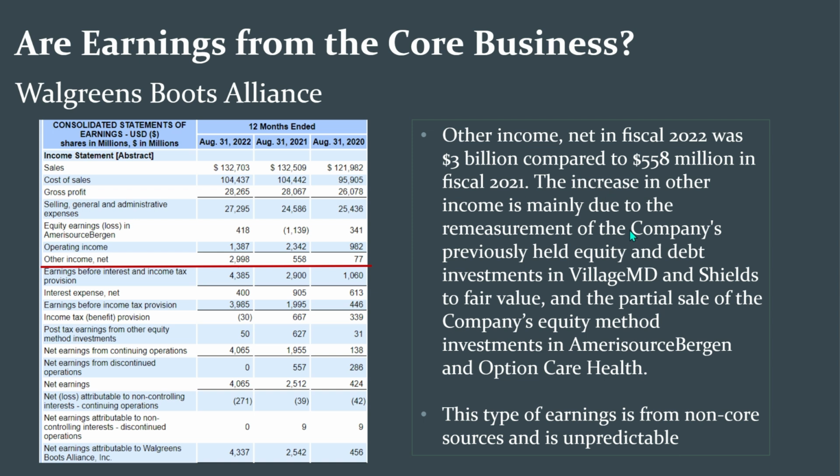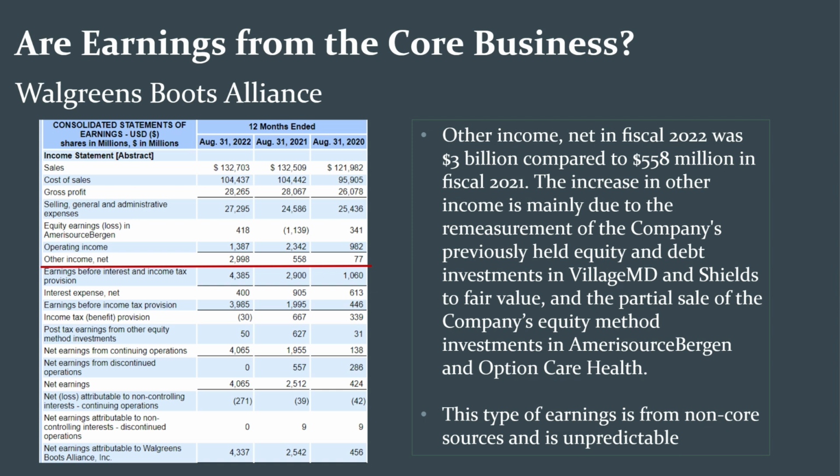According to the company's financial statements, this $3 billion is due to the remeasurement of the company's previously held equity and debt investments in Village MD and Shields to fair value, and the partial sale of the company's equity method investments in AmerisourceBergen and Option Care Health. So the company basically had some investments in other companies, and it revalued these investments to fair value, and that resulted in a gain and an increase in the company's income. So this type of earnings is from non-core sources, and it's unpredictable.